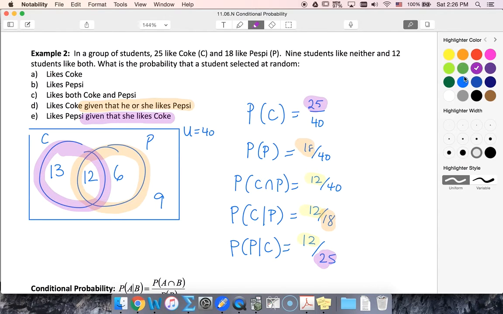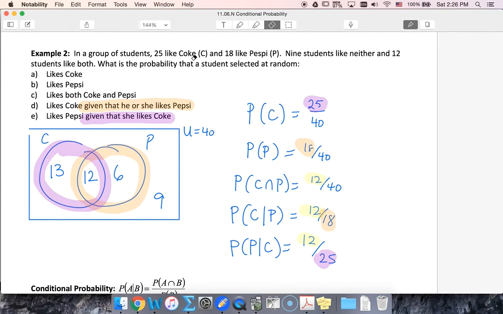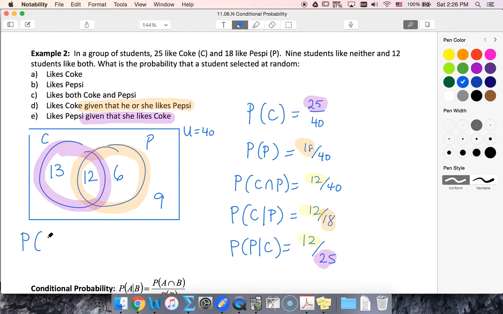So it looks like I could say that the probability of liking Coke given you like Pepsi is the probability of Coke intersecting Pepsi divided by the probability of liking Pepsi. Well, let's see, Coke intersecting Pepsi was 12 out of 40, divided by liking Pepsi, which was 18 out of 40. Since both of these are out of 40, that out of 40 cancels, leaving me with 12 out of 18.